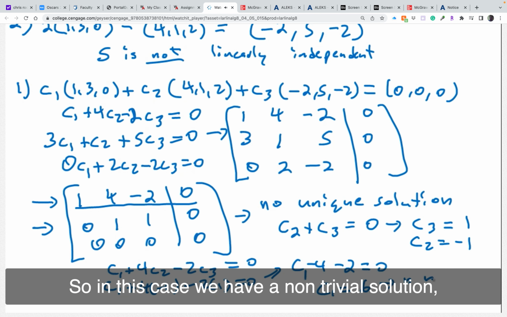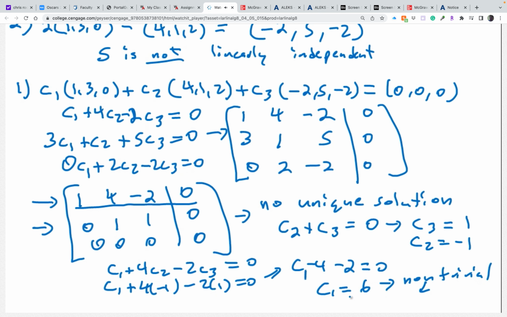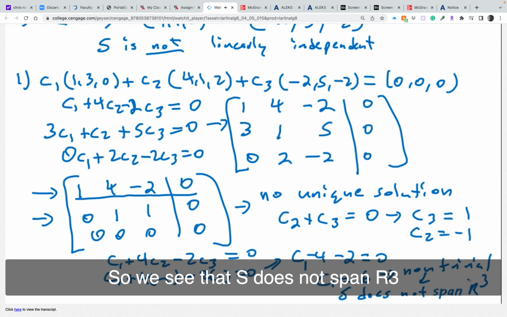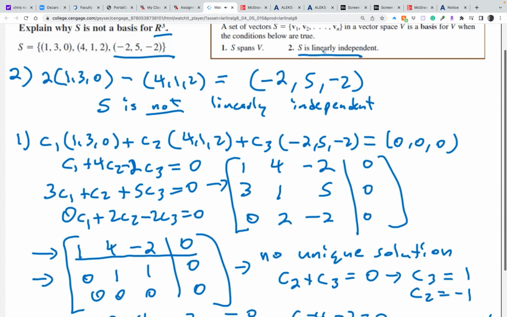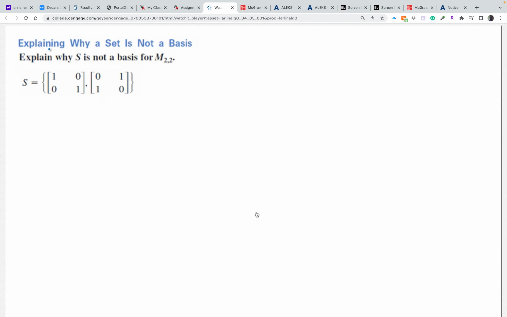So in this case, we have a non-trivial solution. And so that tells us that S does not span R3. So we see that S does not span R3 and it's not linearly independent, so that's why it's not a basis for R3.